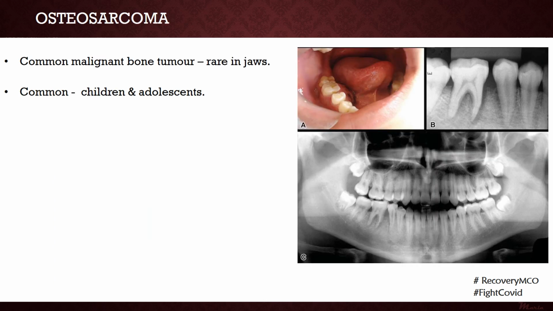Osteosarcoma is a common malignant bone tumor, however rare in the jaws. Osteosarcoma, like other connective tissue malignancies, is commonly seen in children and adolescents. That is, osteosarcoma is common in the first and second decades of life. In older individuals, however, osteosarcoma may follow as a complication of Paget's disease of bone, or it may arise from some other pathologies.